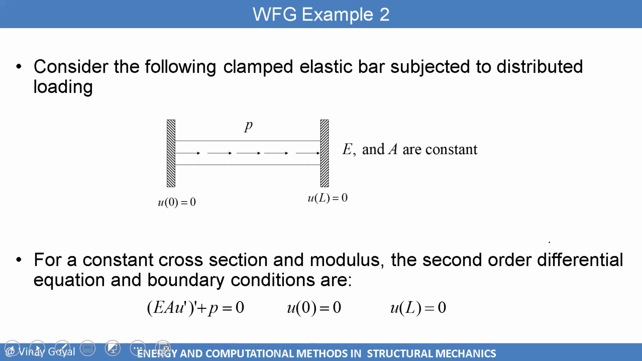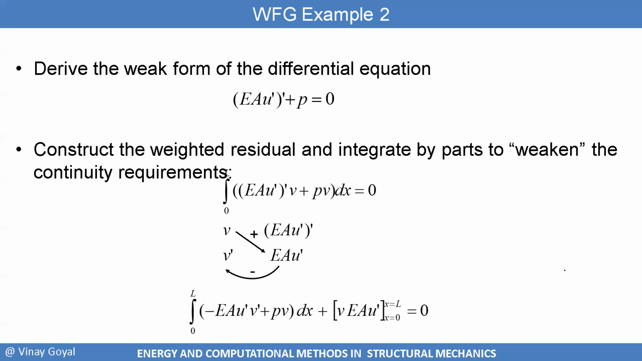I can also consider a clamped elastic bar subjected to a distributed loading. And again, I have the differential equation with the boundary conditions. Here is fixed and here is fixed. So therefore the deflection is 0 at both ends. You can see here that I take the differential equation and multiply by V, but I can multiply by del U. I prefer to multiply by del U, but I borrowed these lecture notes from the finite element course.